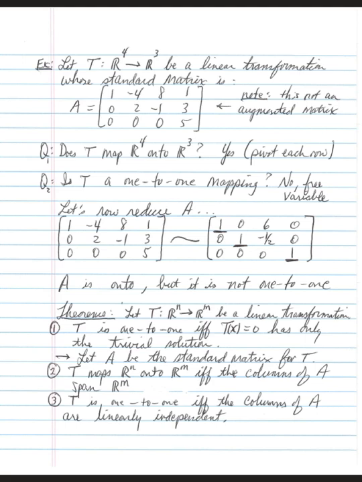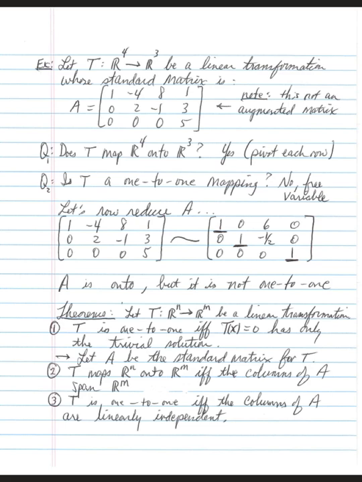Let T be the linear transformation from R4 to R3, whose standard matrix is a 3 by 4. Note, this is not an augmented matrix. That's what I had mentioned on the previous slide. Augmented would be if you wanted to set this equal to all zeros or just some other 3-entry vector. Question 1, does T map R4 onto R3? Question 2, is T a one-to-one mapping?